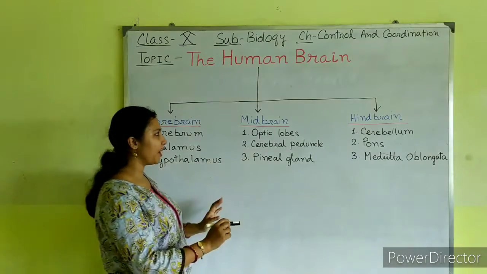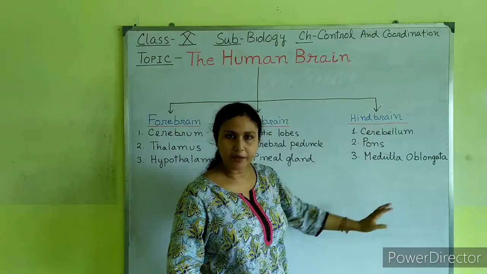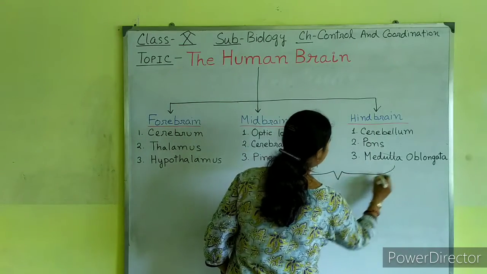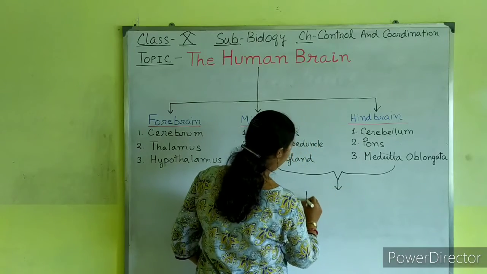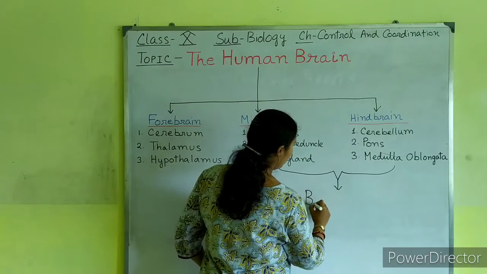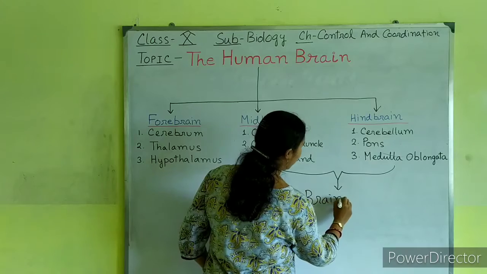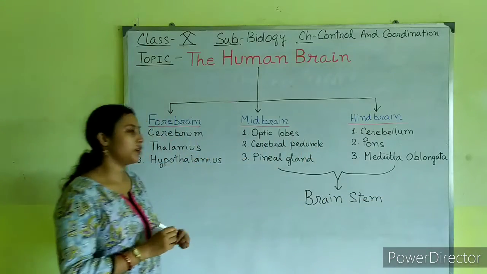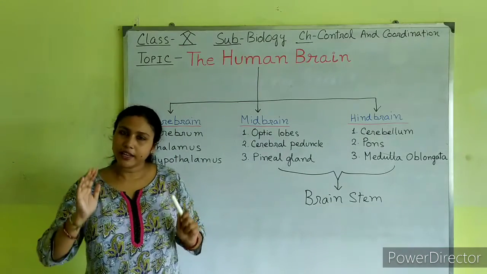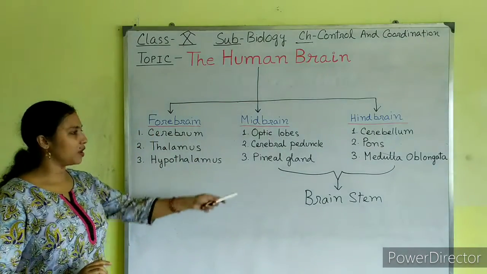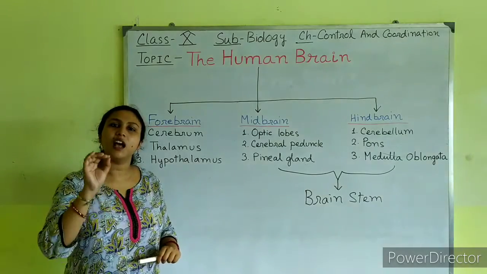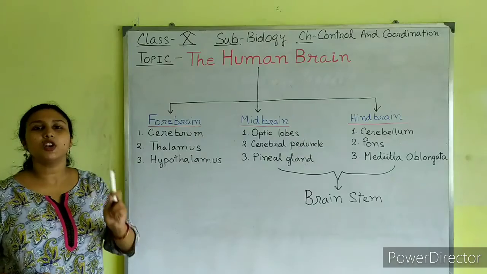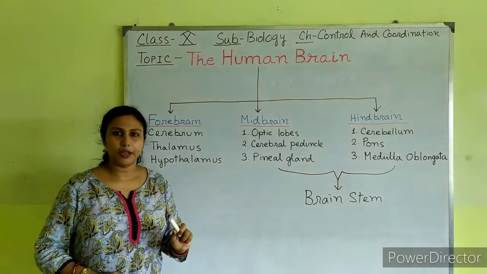Now students, often the midbrain and the hindbrain together are known as the brain stem. Now students, you can get a clear idea about what I have told you by seeing the picture which I am going to show you. So you observe the picture or the diagram carefully.